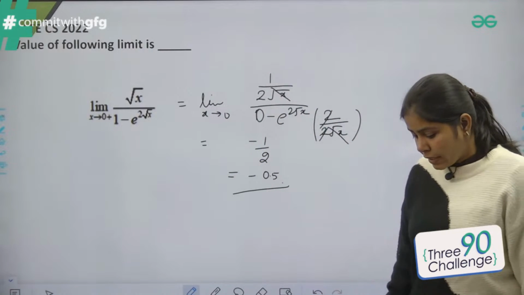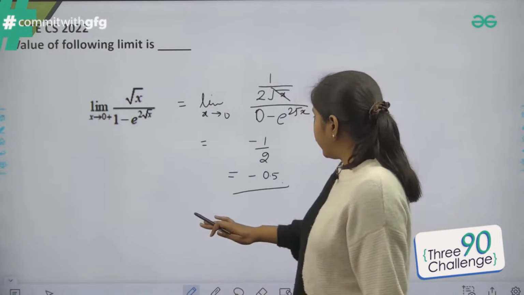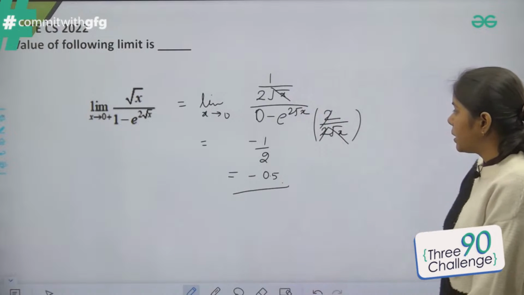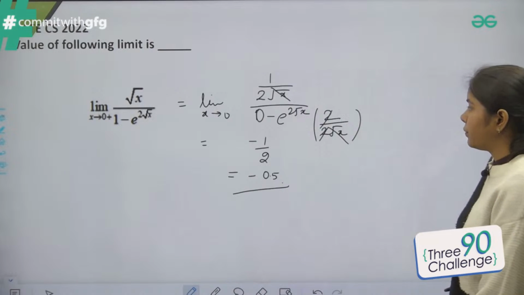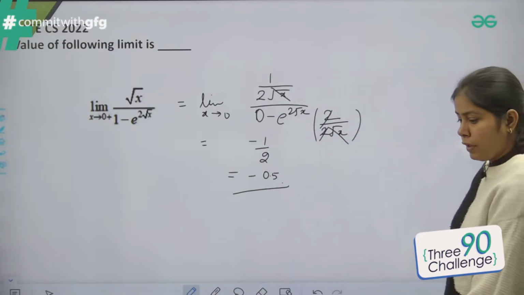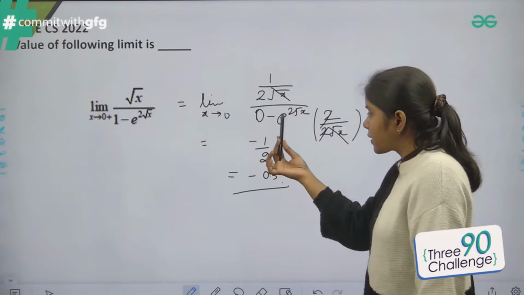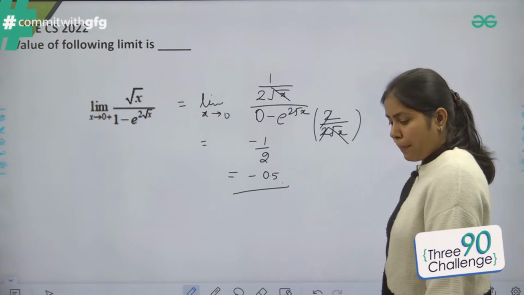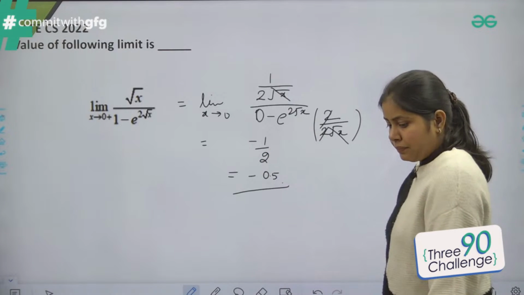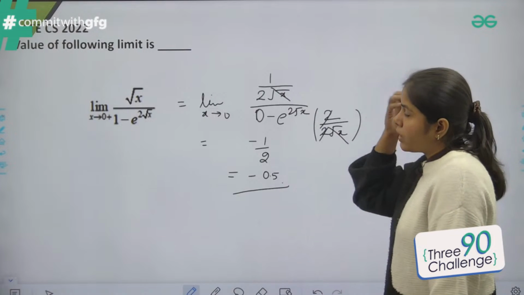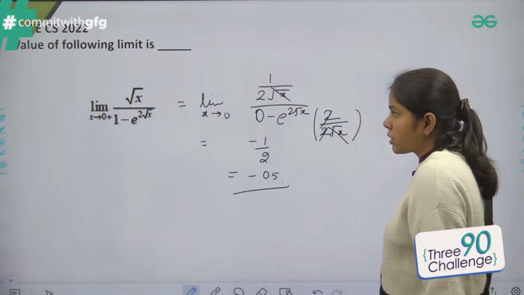Just check it once, guys. If anybody has any confusion about how I am getting this minus 0.5, you have to consider this negative sign as well. So is there any confusion in this question?